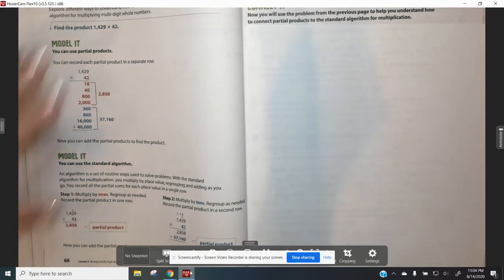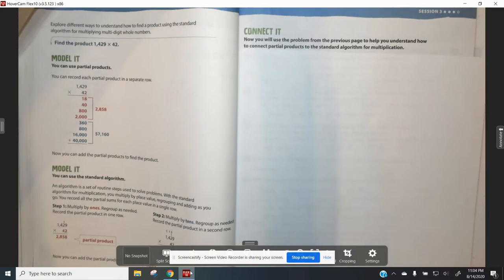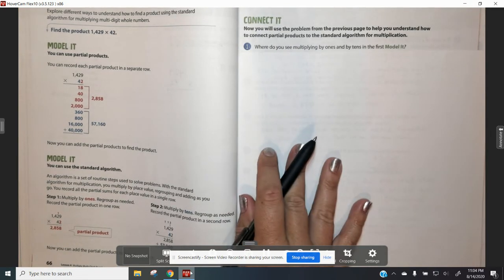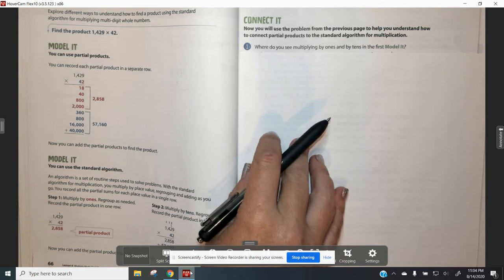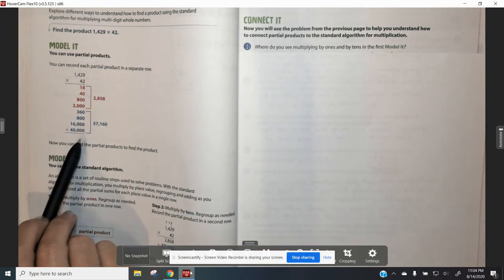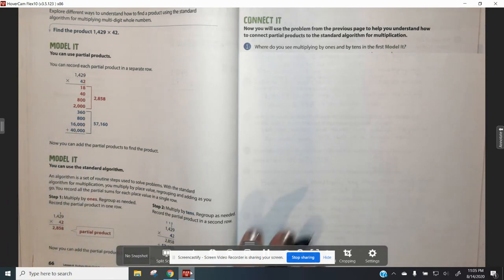So what I'm going to have you do is, okay, number 1 says, where do you see multiplying by 1s and 10s in the first modelet? So where do you see multiplying by 1s and 10s?